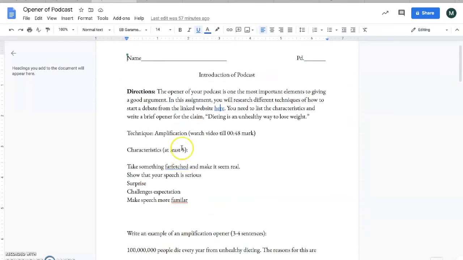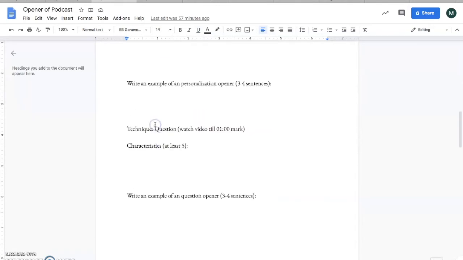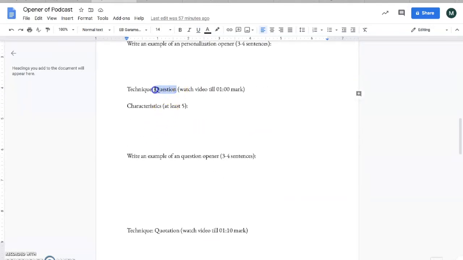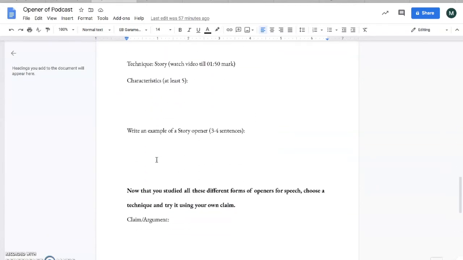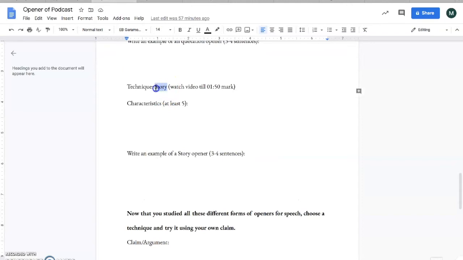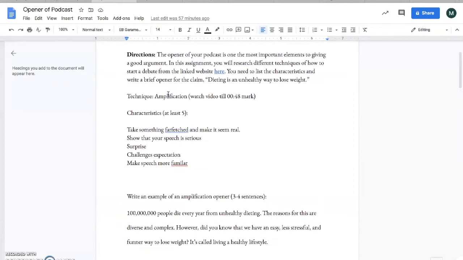The 5 techniques that we're going to focus on that you could possibly use in your own podcast are amplification, personalization, question, quotation, and story. Okay. The idea here is to get a good grasp on what each of these techniques would entail, and then decide from there what technique you want to use to do your own introduction.